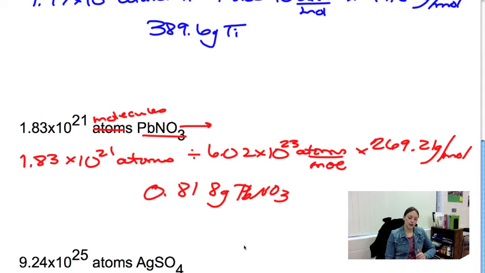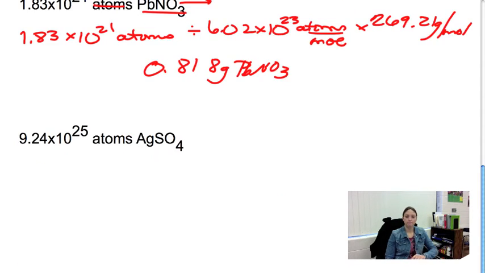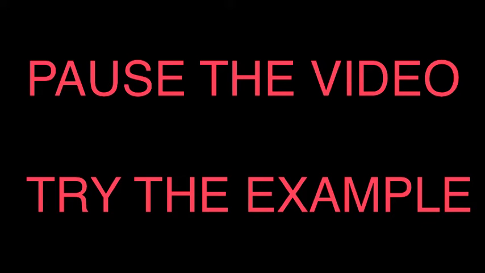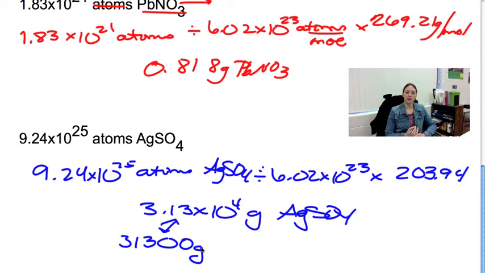Go ahead, try the next one on the back of the sheet, and check your answer when you get done. You should get 31,300 grams, or 3.13 times 10 to the 4th grams.